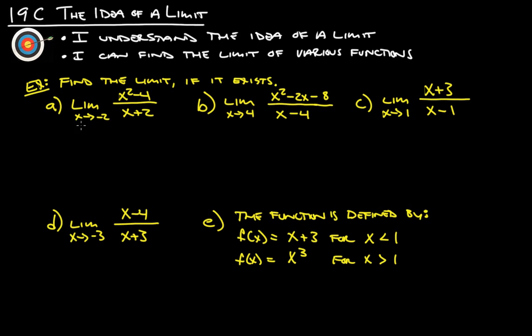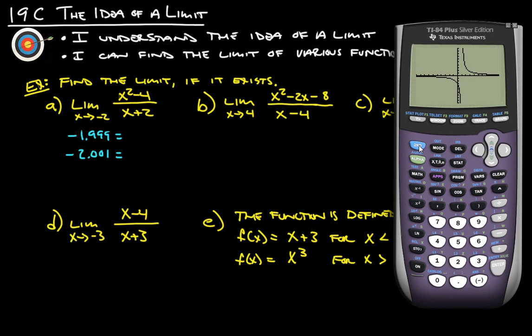Okay, so let's just put some numbers in here. Let's try, say, for -2, let's try -1.999 and -2.001 and see what we get for both of those. Okay, so let's just put this whole thing in together.